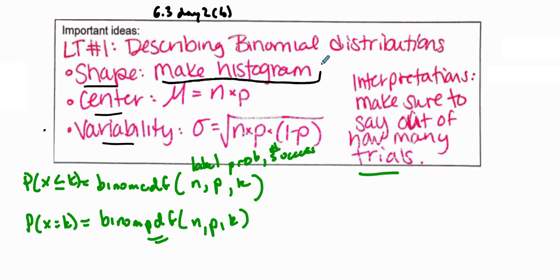When we talk about the shape, it is important that you know how to make a histogram with a binomial distribution, how to graph this. Other things that you should know how to do is how to find the center, like with any distribution, and also the variability and spread.